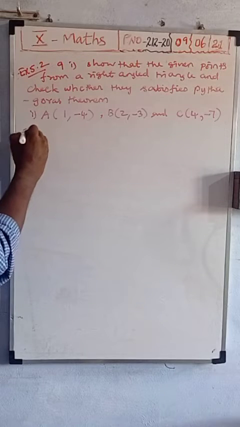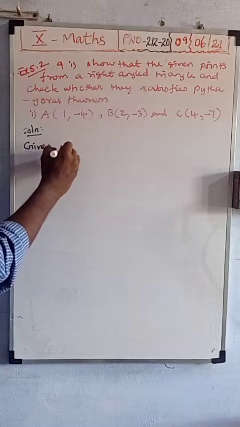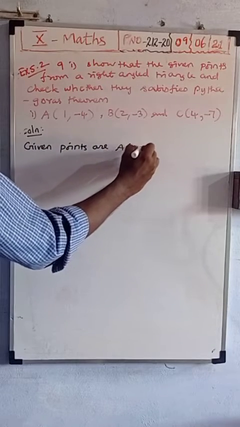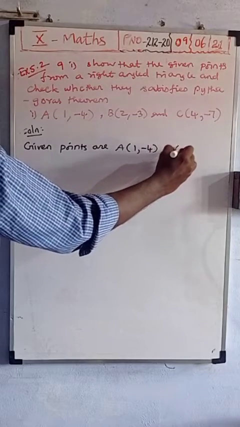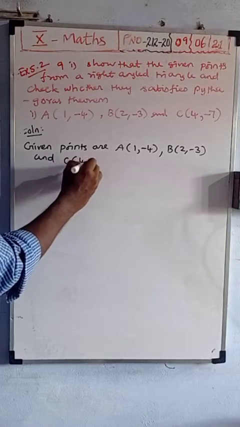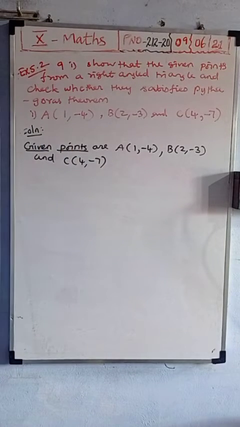First, we choose the given points. The given points are A (1, -4), B (2, -3), and C (4, -7). These are the given points. Okay, how are we going to check whether this is a right angle triangle or not?